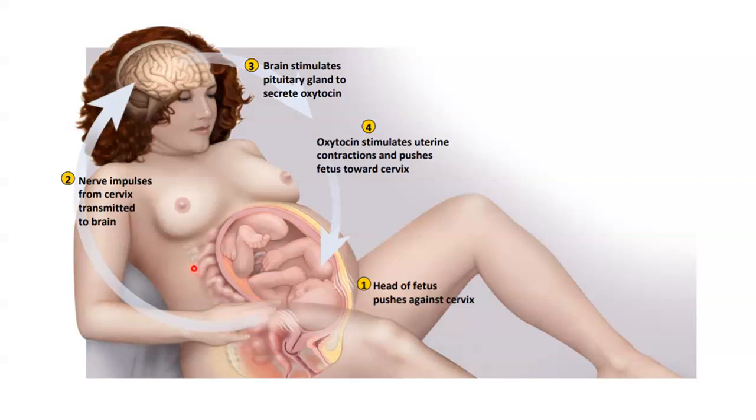Nerve impulses from the cervix are transmitted to the brain. The brain stimulates the pituitary gland to secrete oxytocin. Oxytocin is a hormone that causes our contractions to become stronger. The labour contractions strengthen. The baby moves further down in the mother's uterus and now presses up harder against the cervix. The pressing up harder against the cervix causes more nerve impulses to be sent to the brain, which causes more oxytocin to be released, which causes stronger labour contractions, and so on, and so on, and so on.